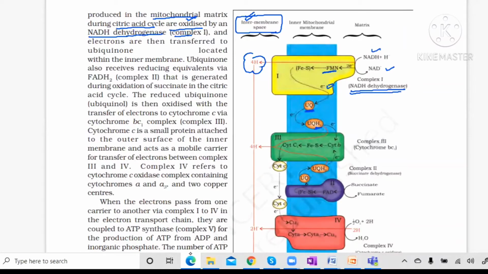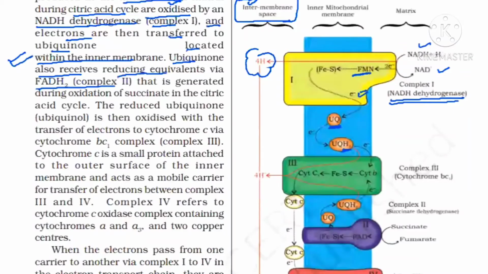NADH dehydrogenase is getting oxidized and the electrons are then transferred to ubiquinone, which is located within the membrane. Please learn this location question also. Ubiquinone also receives reduced equivalents from FADH2, that is complex 2, which is generated during oxidation of succinate in the citric acid cycle. And reduced ubiquinone is known as ubiquinol. This is your question area: reduced ubiquinone is known as ubiquinol. Is it clear, beta?